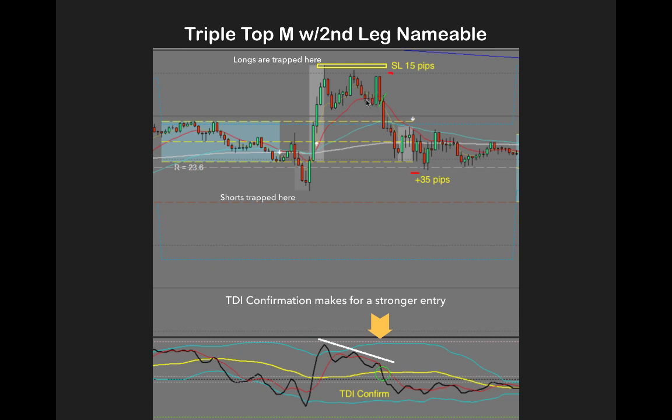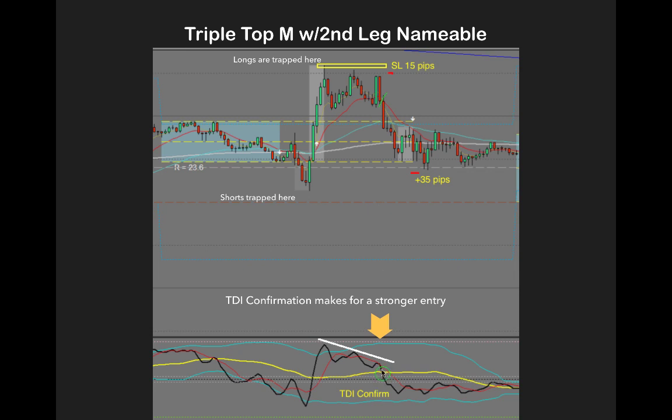It doesn't close below the 13 until we get to here, and you can see they shot it right back up to the high, but not taking out the high. And then they give you a second leg, railroad track nameable pattern. This is where your entry is, and it also closes below the 13. You're also going to have your TDI confirmation.